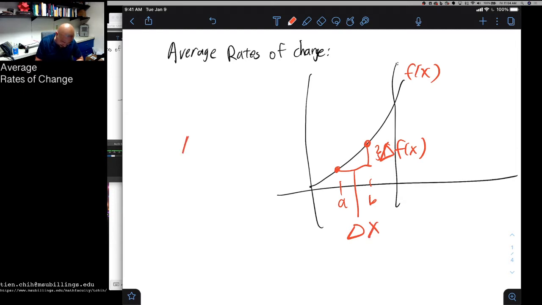and the average rate of change is the change in your function values over the change in your input or independent variable values. And it's essentially the slope of the line connecting the 2 points, right? Because that's how we find slopes of lines.